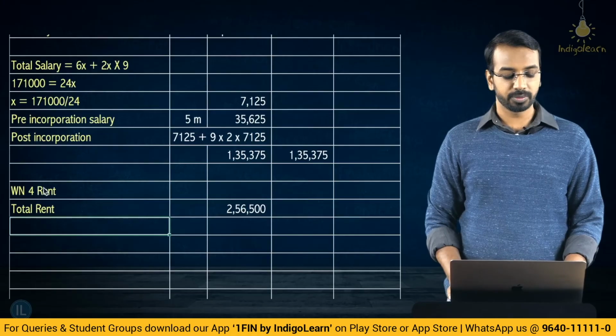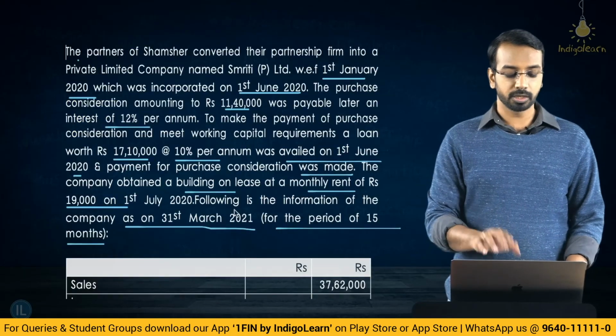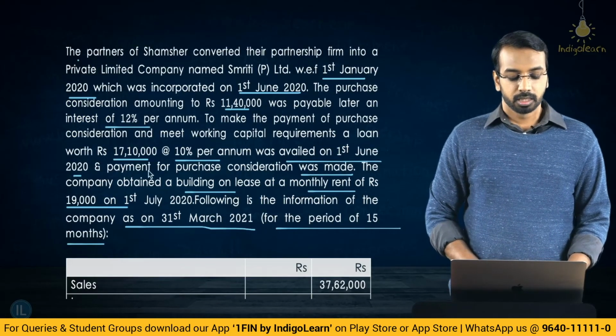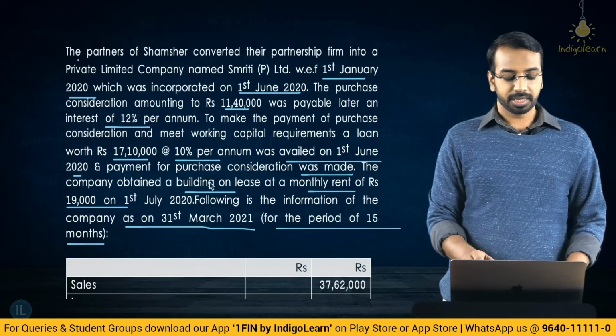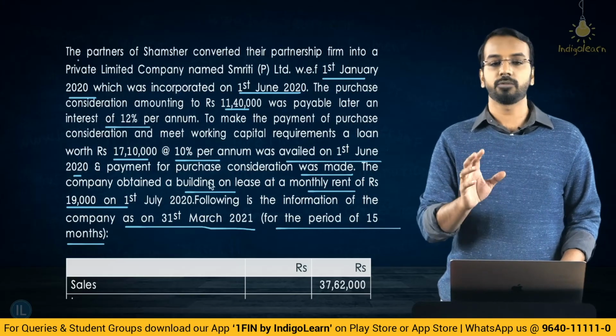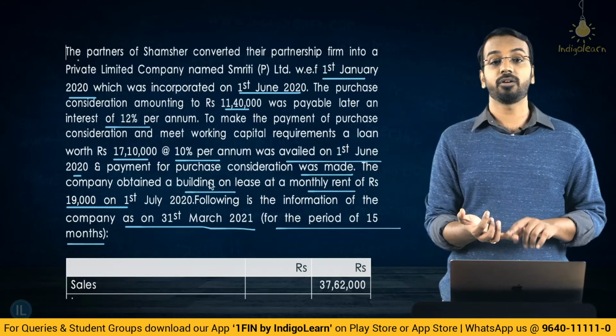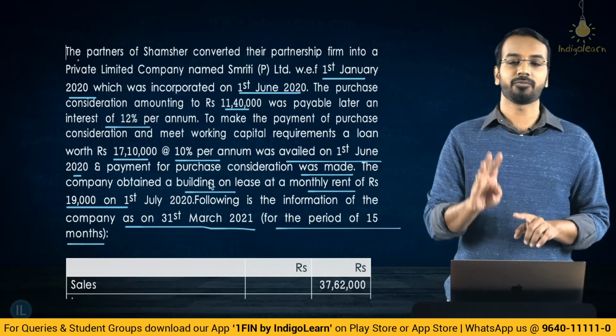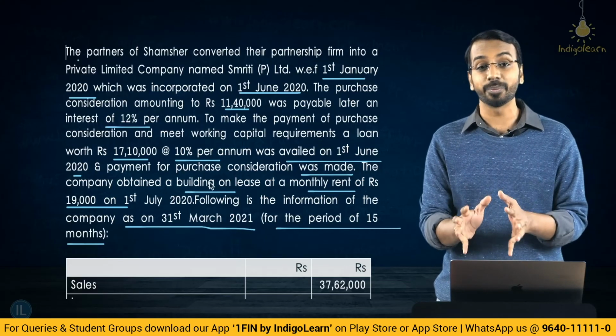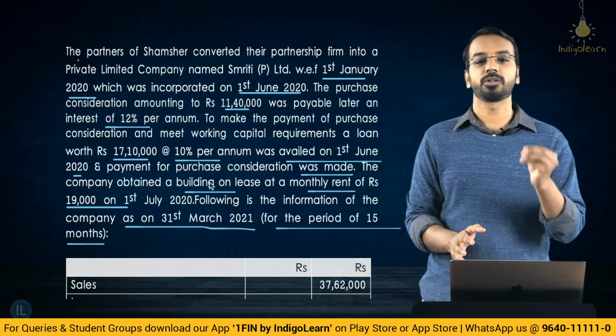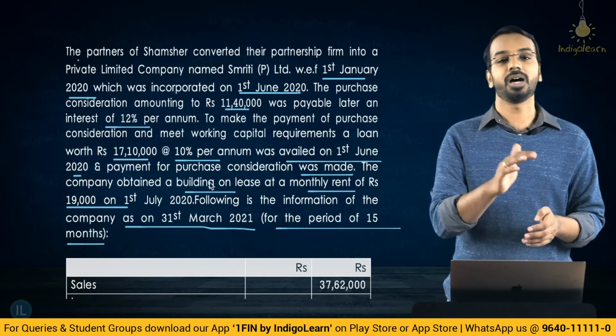256,500. Now from this, what is the new premise? It says the company obtained a building on lease at a monthly rent of 19,000 on 1st of July. So from July till March, July, August, September, October, November, December, and January to March, 3 months. For 9 months, the company is paying 19,000 per month. This is in addition to the earlier rent.